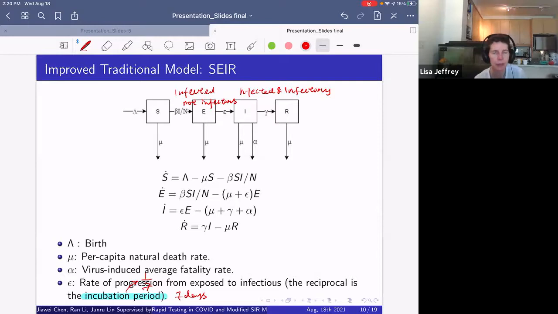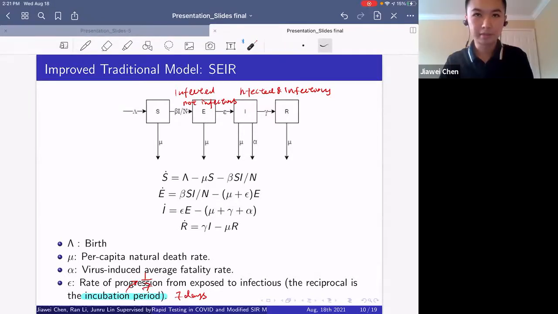And again, there's a question in the chat. No infectious means no symptom.